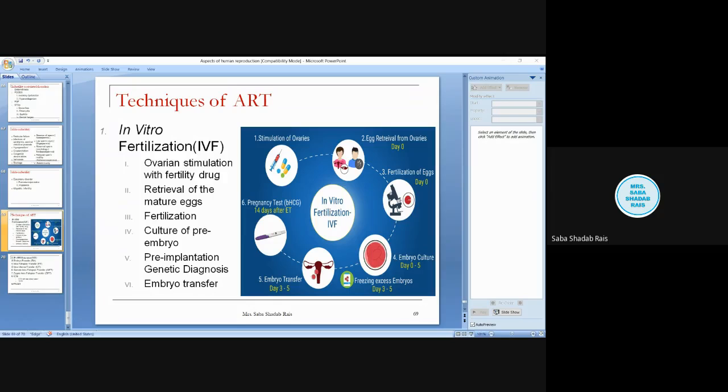For embryo transfer, they can use various methods, that is the intra-fallopian transfer. This is the technique in which the embryos produced by IVF are transferred directly into the fallopian tube. Now see, what we have learned in the process of IVF is that the embryos are transferred into the uterus. Here the embryos are transferred into the fallopian tube.